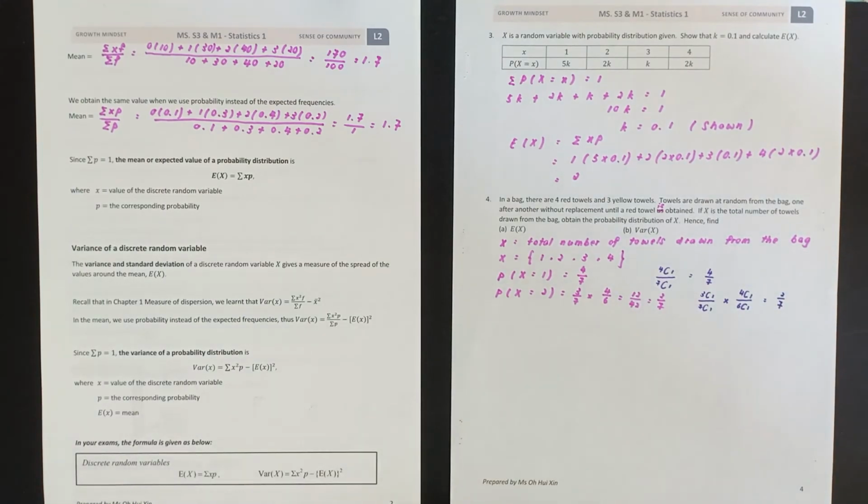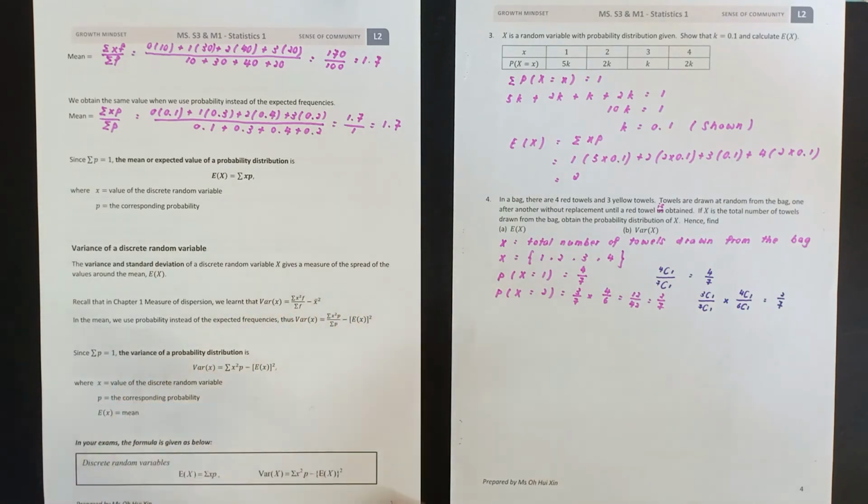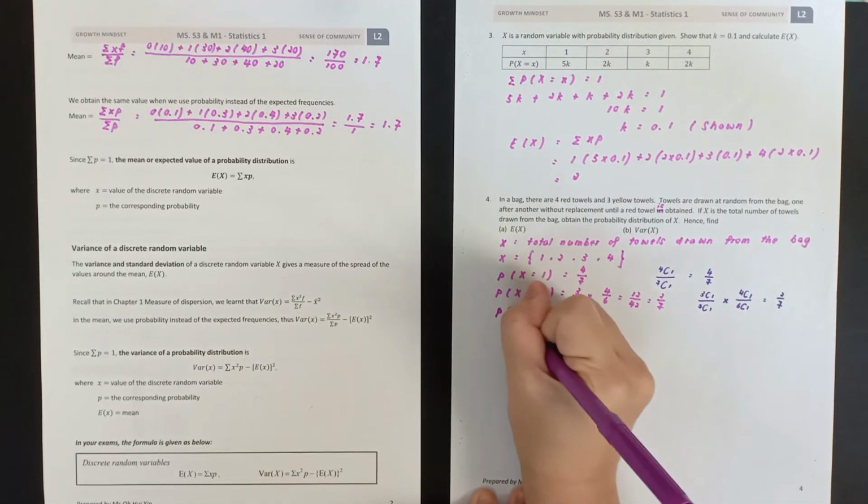Is that okay? So you cannot do 3C1 times 4C1 divided by 7C2, because if you do it like that, you are assuming you pick them together. So that's going to be different than if you pick them separately. Okay, so now let's move on for P(X equals to 3).